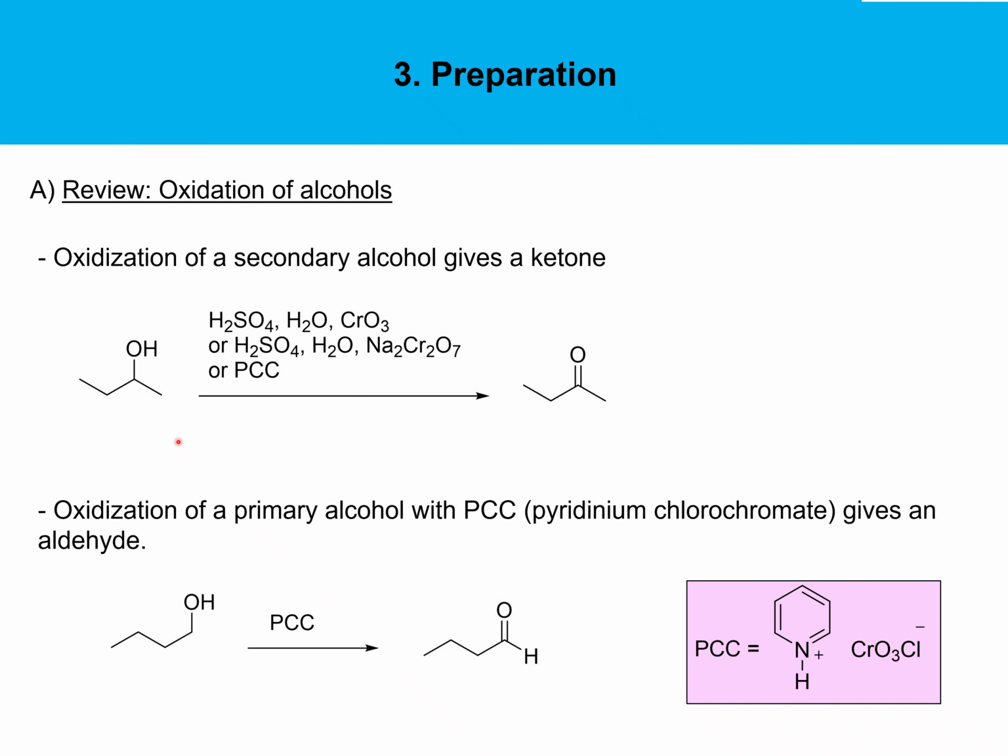When it comes to aldehydes, one of the most common ways to make aldehydes is by oxidizing primary alcohols. We would typically use PCC or pyridinium chlorochromate to do this oxidation. You might recall that if we try the same thing with chromic acid, we would typically, instead of an aldehyde, obtain a carboxylic acid.